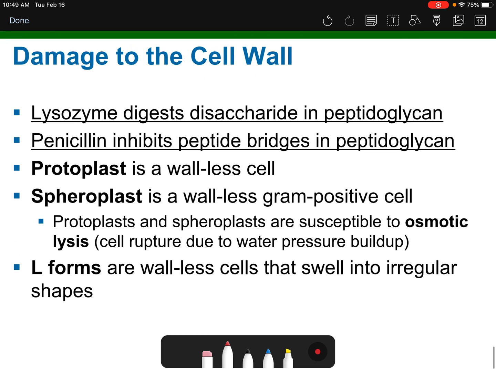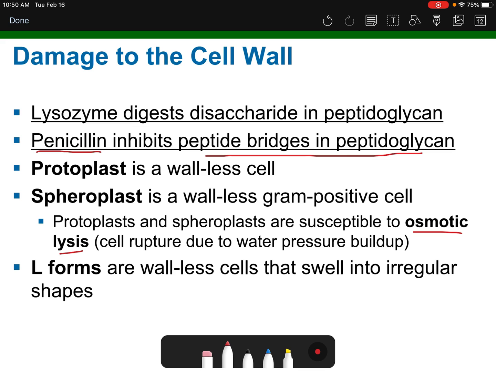As far as damage to the cell wall, lysozyme, which can be found in your tears, can digest the disaccharide in the peptidoglycan layer. Again, we already mentioned that penicillin inhibits the peptide bridges in the peptidoglycan layer. A protoplast is a wall-less cell. It doesn't have its wall around it. A spheroplast is a wall-less gram-negative cell, and these are more susceptible to what we call osmotic lysis. That just means if too much water comes in and builds up, it may cause that cell to rupture if they do not have a cell wall.